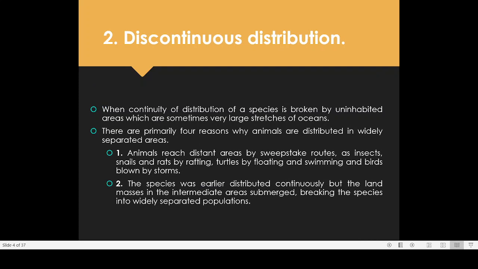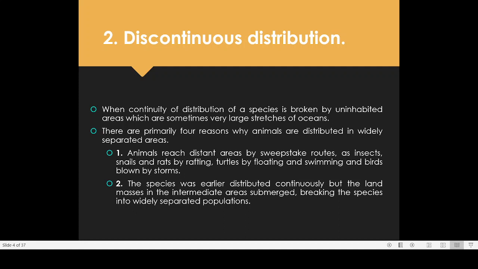Now we go to another type of distribution known by the name discontinuous distribution. So in the case of continuous distribution, what we can see is that they are present in almost all the major continents, right from North America, Africa, Europe, India, Asia, Australia.